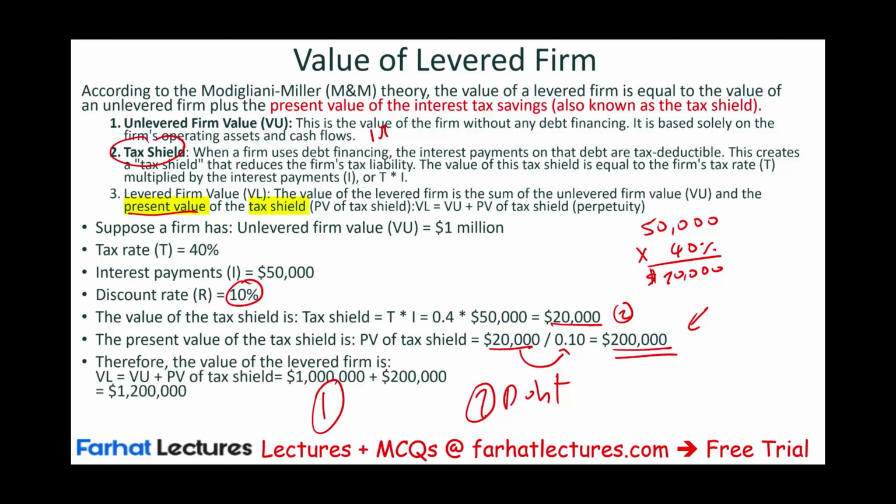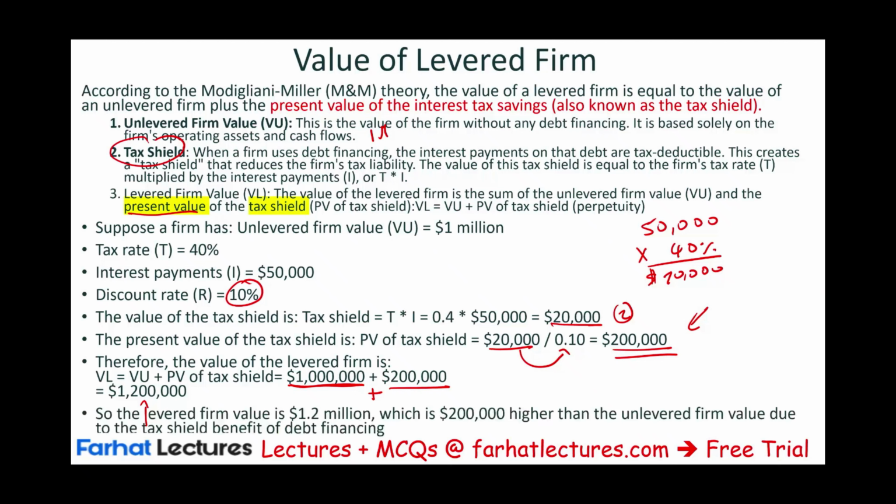Therefore, what we say is this: the value of a levered firm, the value of a firm with debt, is equal to the value of the firm without the debt plus the present value of the tax shield, which is equal to $1.2 million. What we're trying to emphasize here is the value of the debt, the benefit of the debt. So the levered firm is $1.2 million, which is $200,000 higher than the unlevered firm value due to the tax shield benefit of the debt financing.